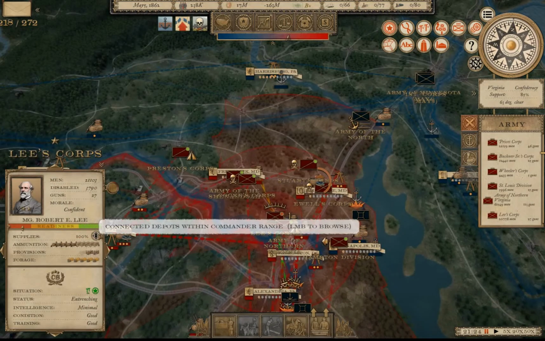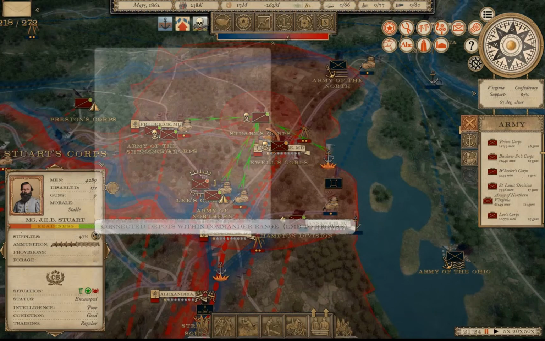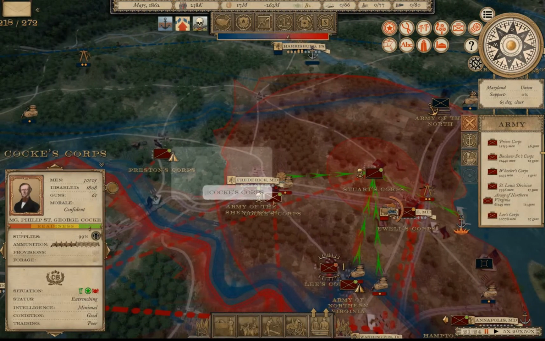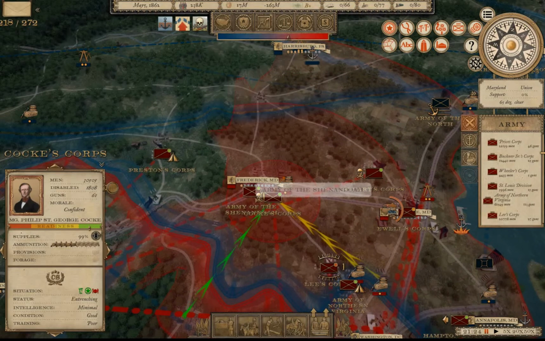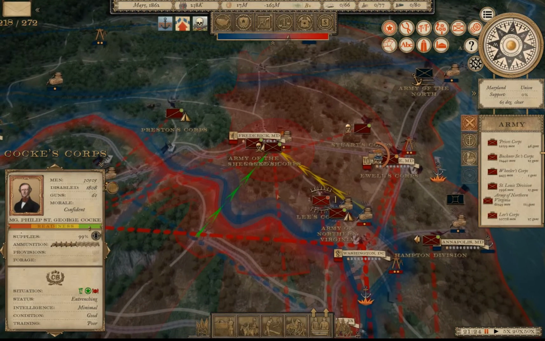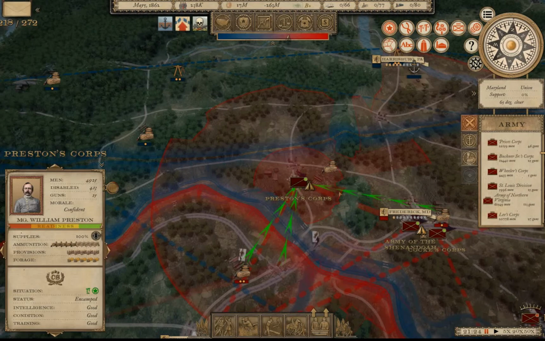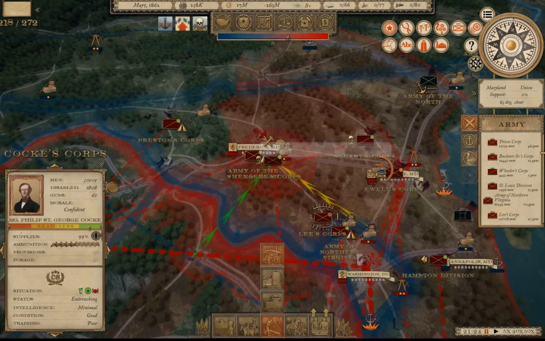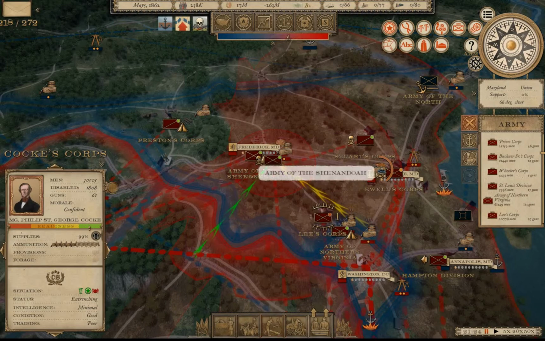Lee is getting more supplies now. Stuart's cavalry starting to draw in more supplies, so that's good, even though they are suffering from lack of supply conditions. We'll set Preston's Corps to build a depot around Hagerstown. Probably build a telegraph too at Frederick.